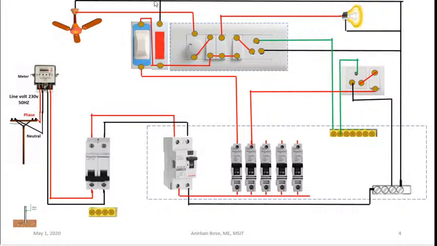Maybe this is room 1, this is maybe one particular heavy electrical appliance, maybe there is another room 2, that room 2 having a similar kind of switchboard that may be controlled by this MCB.